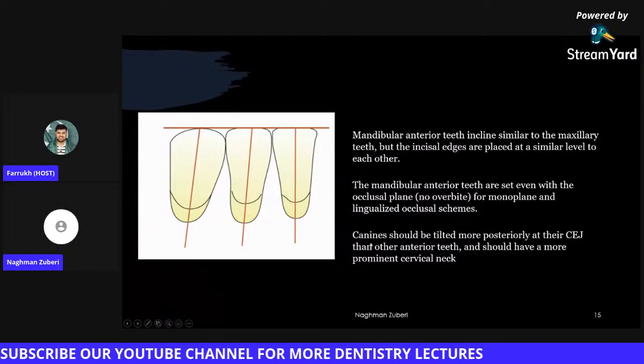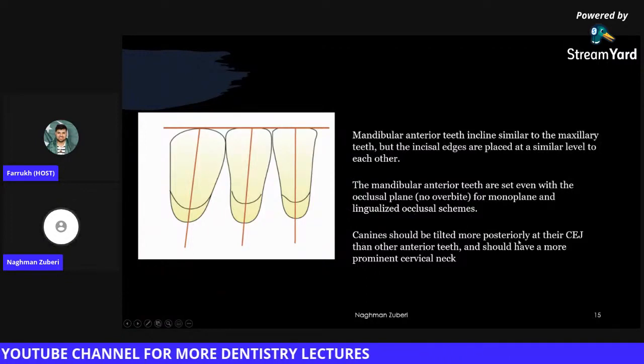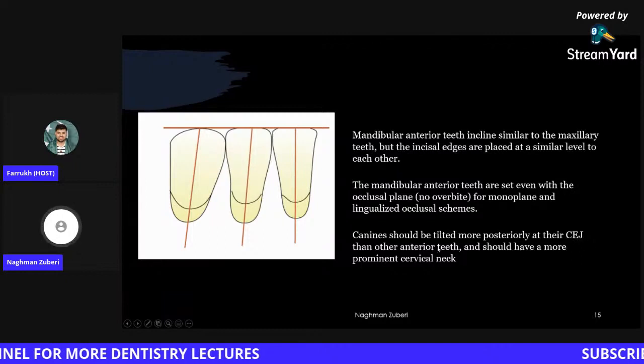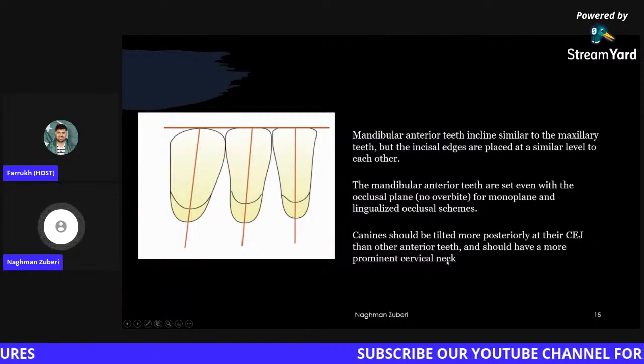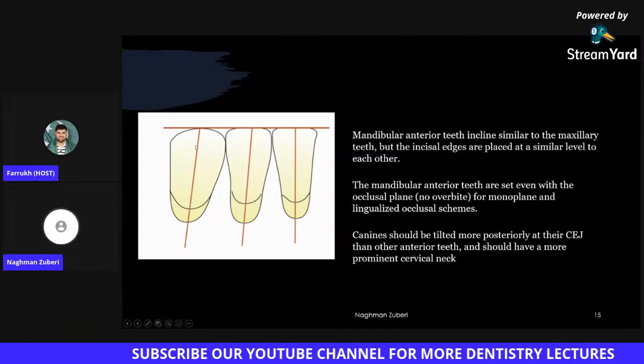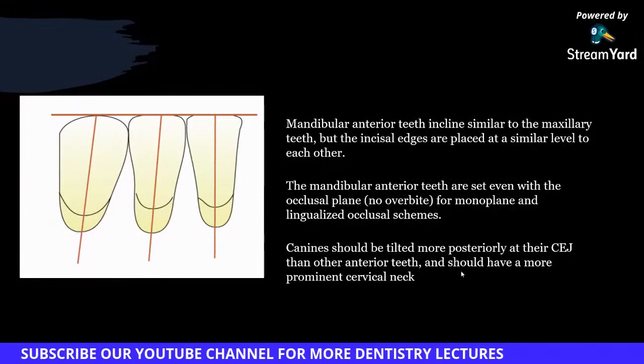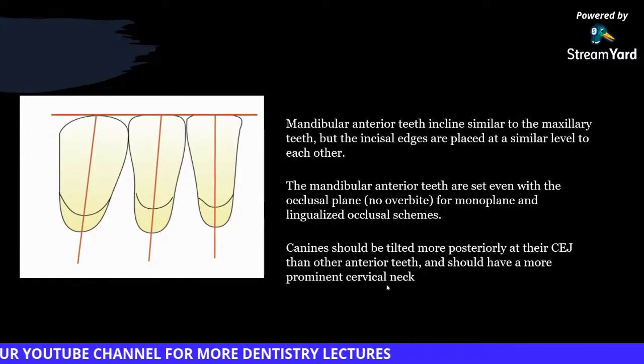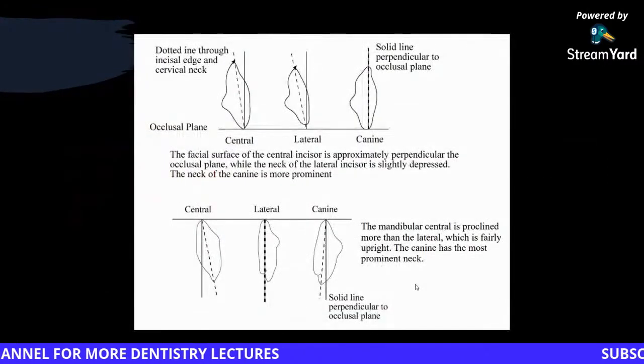Canines should be tilted more posteriorly at their cemento-enamel junction than other anterior teeth. If we look at the tilting, canines are tilted even more, and they should have a more prominent cervical neck.